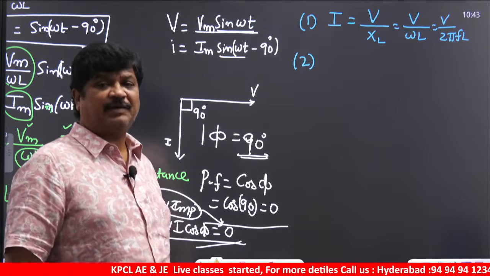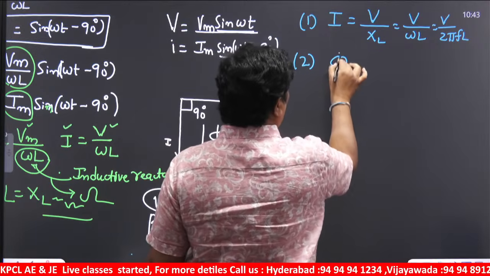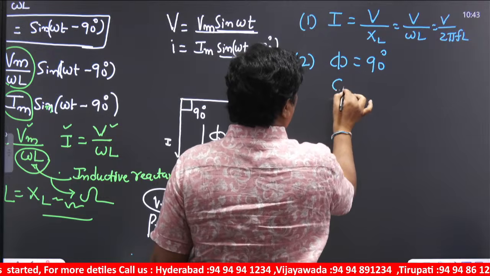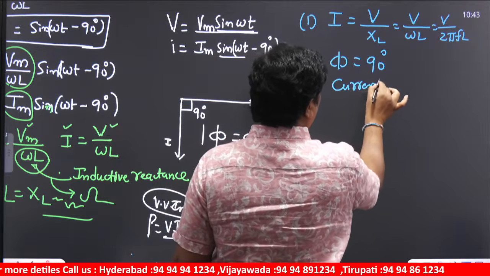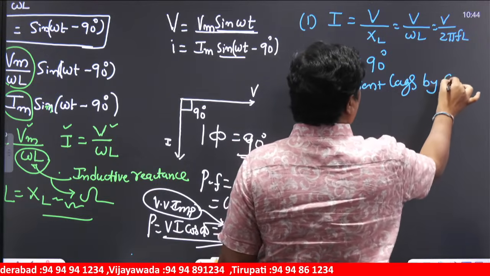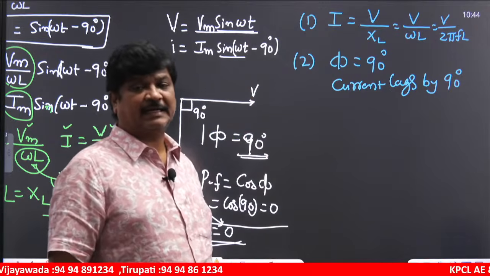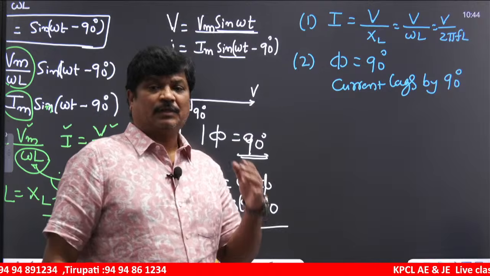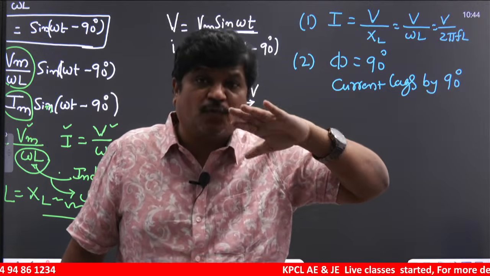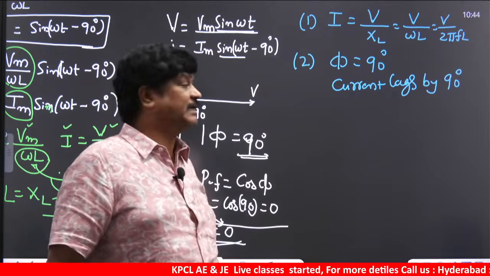What is the angle between voltage and current? Phi is equal to 90 degrees. The current lags by 90 degrees. Suppose the current is the reference, then voltage leads by 90 degrees.